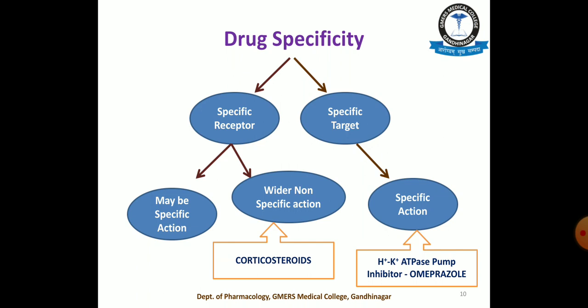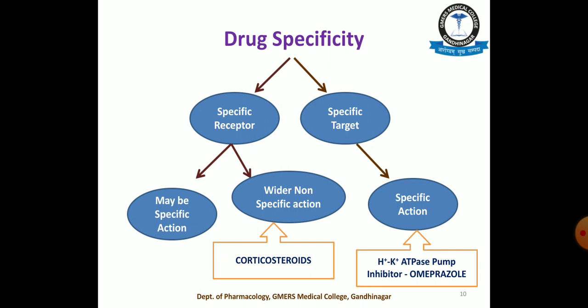Corticosteroids are having effect on the various metabolism, carbohydrate, protein, fat. Corticosteroids are having effect on the calcium, effect on the skeletal muscle, effects on the immune system, anti-inflammatory action, and many more actions. This is not because the corticosteroids are acting on multiple receptors. Corticosteroids are acting on the particular corticosteroid receptor, but these receptors are having wider distribution.